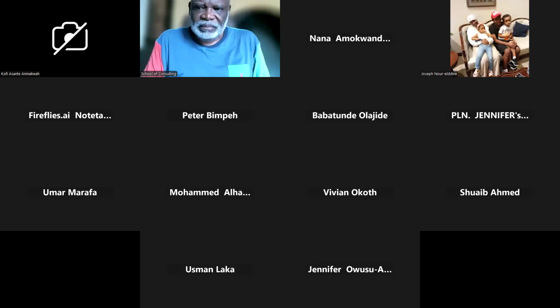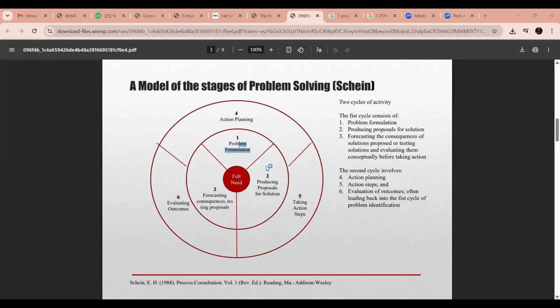Can you come back on the second and the third stages or solutions? You said the first one is developing the problem statement, and the second one was proposing solutions to the client, if I got it right. Yes. And then the third one should be what? The third one is, for every solution that you are proposing, what is the likely outcome? Okay, so it says forecasting consequences, testing the proposals.